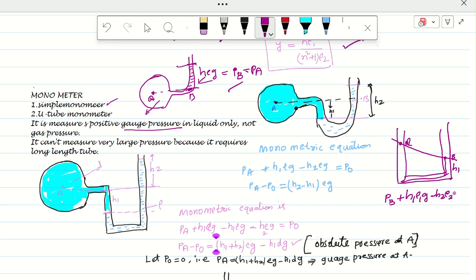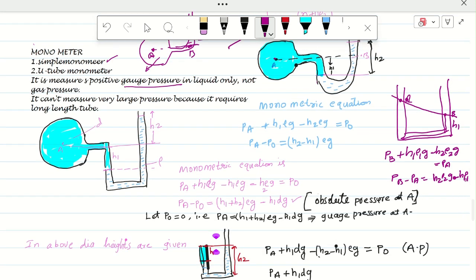That is your rho 2 into G is equal to PA. Therefore, PB minus PA is equal to H2 rho 2 G minus H1 rho 1 G. Same density means we can write (H2 minus H1) rho 1 G. See now, correct or not? This is H2 minus H1 only.